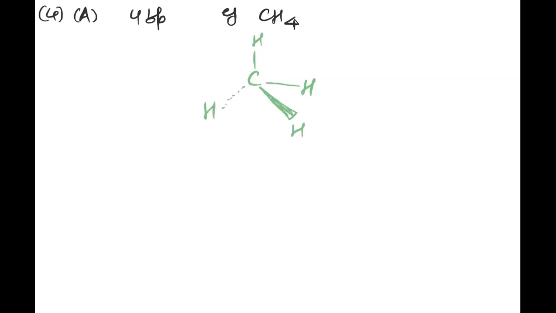So in the structure of CH4, this geometry is known as tetrahedral geometry, and every bond angle is found to be equivalent, precisely 109 degree 28 minute. So you can see it is approximately 109.5 degree.